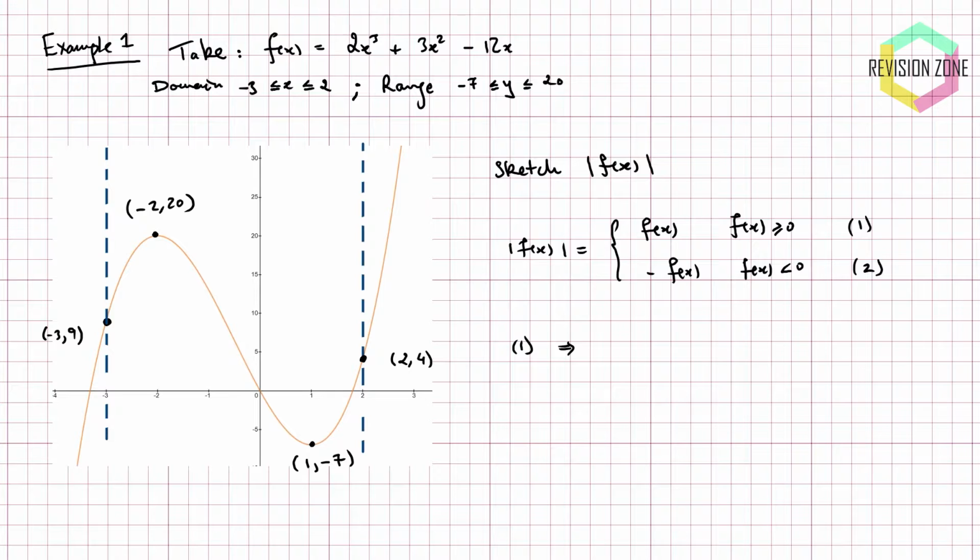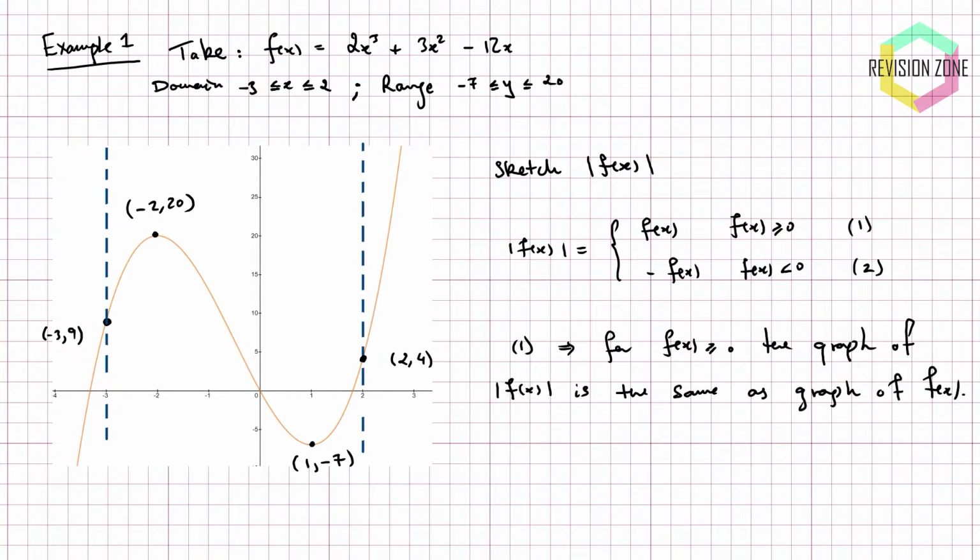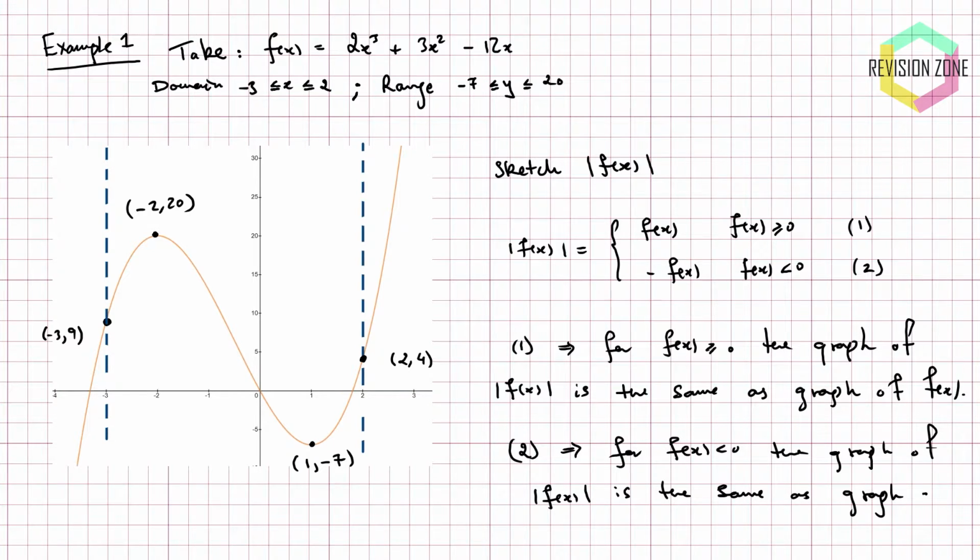we know that branch 1 tells us that for f of x being positive, the graph of modulus of f of x is the same as the graph of f of x. Branch 2 tells me that for f of x being negative, the graph of modulus of f of x is the same as the graph of negative f of x. Okay, so let's now go and plot this.